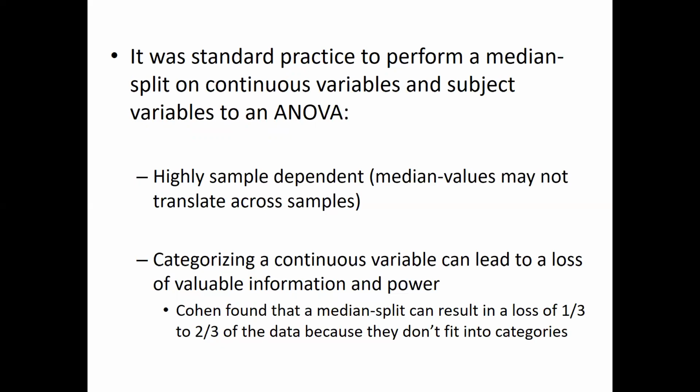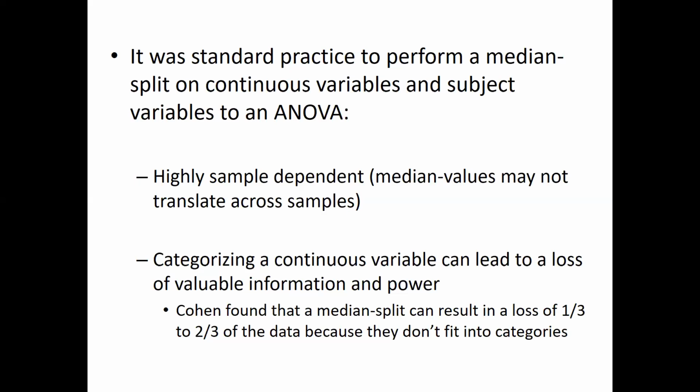Especially with something that's highly sample dependent, because the median values may not translate across the samples. Some of the other issues, then, in my opinion the biggest issue, is that when you categorize a continuous variable, it leads to a loss of information and power.